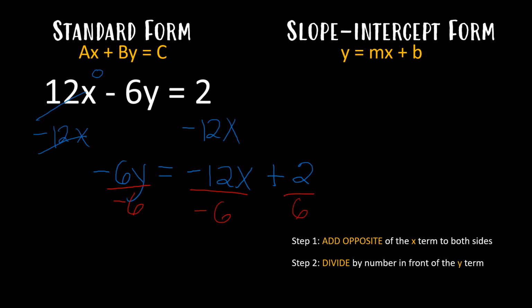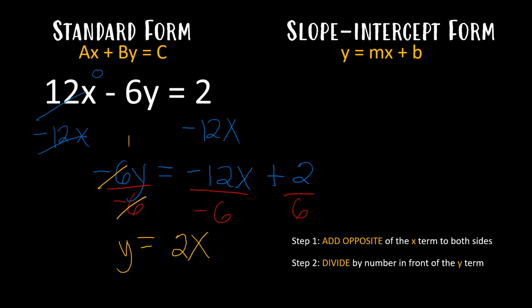Okay, and to simplify, so negative 6 divided by negative 6 is 1. So that will only be y equals, okay, negative 6 divided by negative 6. Negative divided by negative, it's positive. 12 divided by 6, so that will be 2. And then x, and then 2 over 6.